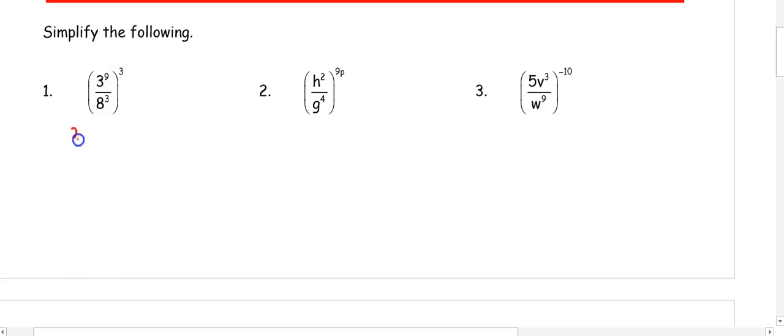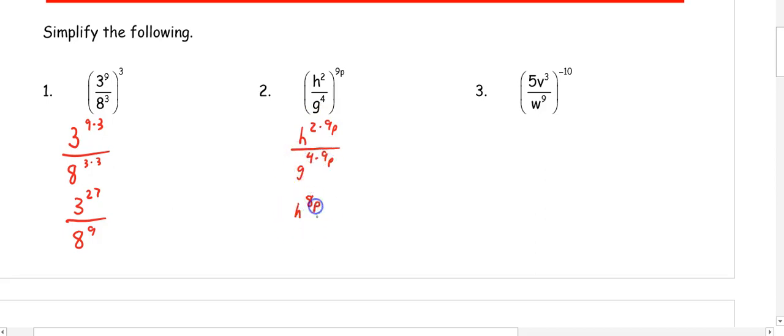So we're going to multiply both of those exponents by 3, so we have 9 times 3 and 3 times 3. When we simplify those, 9 times 3 is 27, so we have 3 to the 27th over 8 to the 9th. With number 2, we're going to multiply our exponents by 9p, so we have h to the 2 times 9p over g to the 4 times 9p. So when those multiply, we get h to the 18p and g to the 36p.